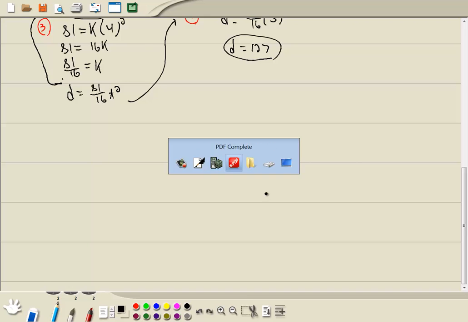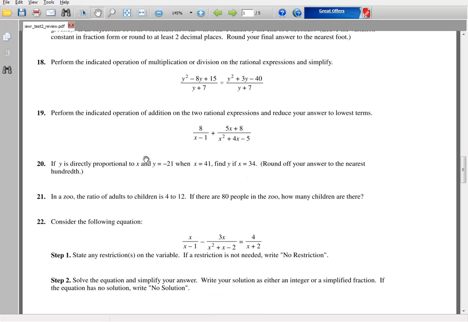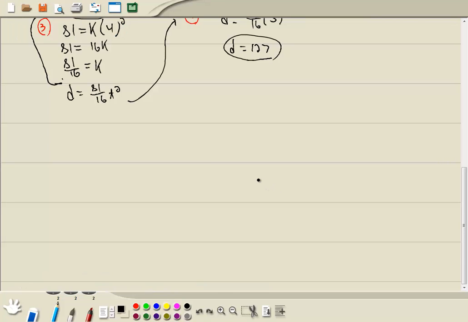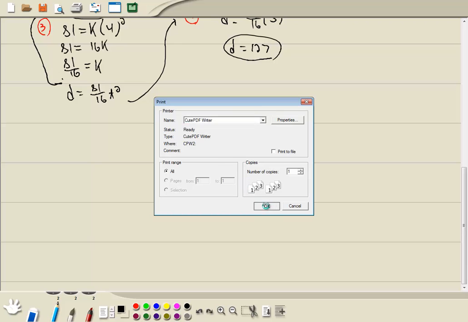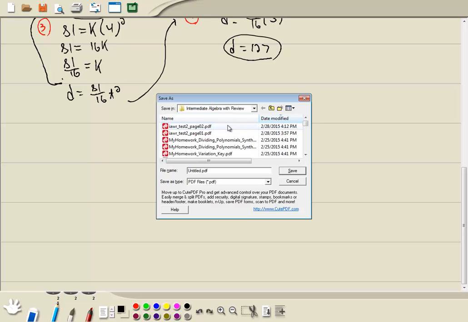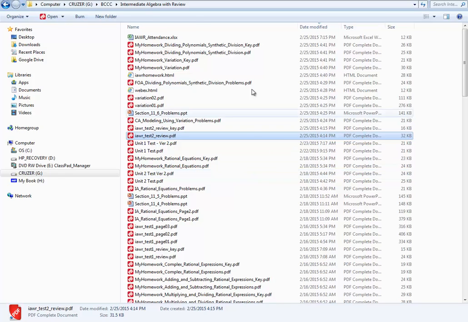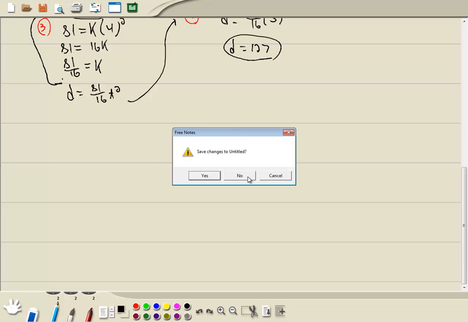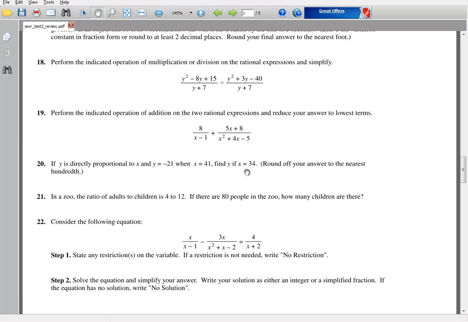Okay, let's look at number 18. That looks like a long one. Let me save off my page. I don't know if I got enough room there for it. There we go. And so number 18.